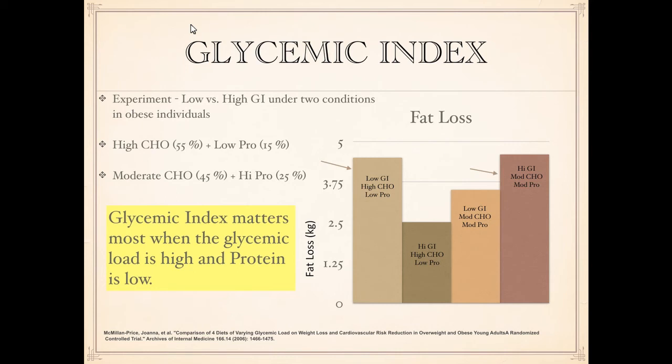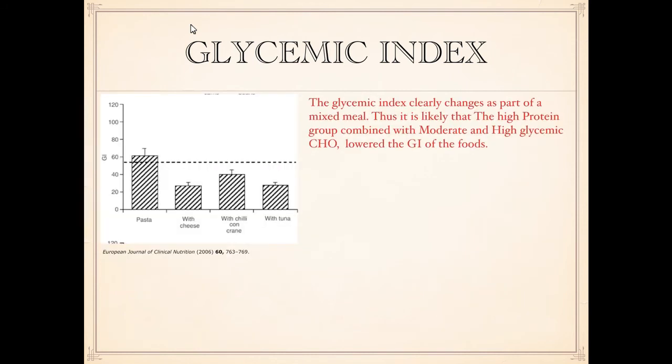And again here, this is showing that the low glycemic index, high carb group was similar to the high glycemic index, moderate carbohydrate group. One thing to understand, though, is that glycemic index is not by itself. What you're looking at here is a glycemic index of pasta, or when you add cheese to the pasta, or tuna, which is a protein source, to the pasta, it lowers the glycemic index. So just remember that if you have higher protein diets, it's going to lower the glycemic index of the food.